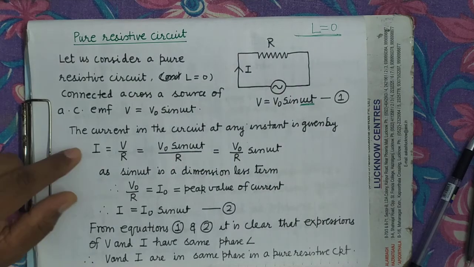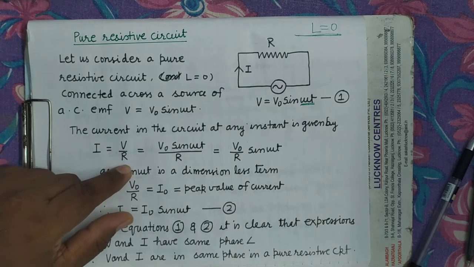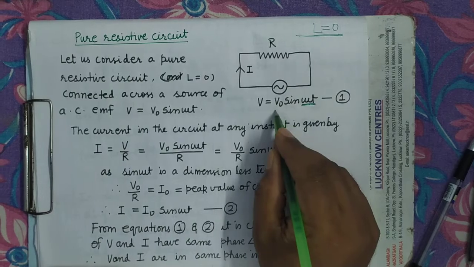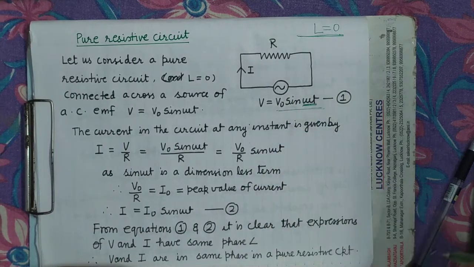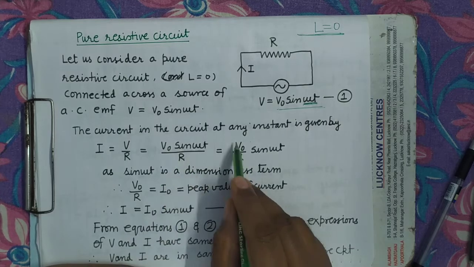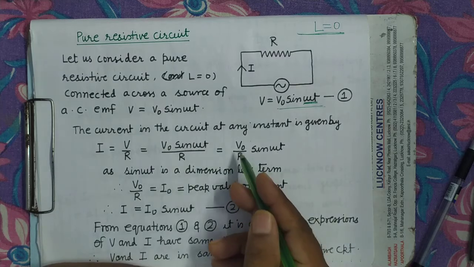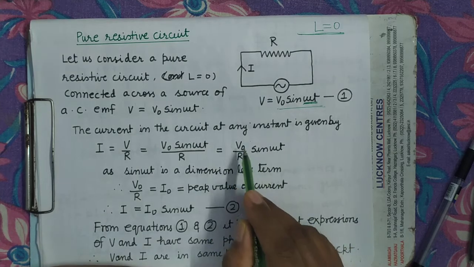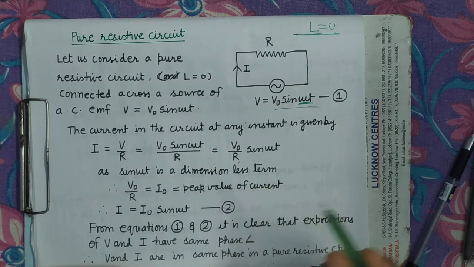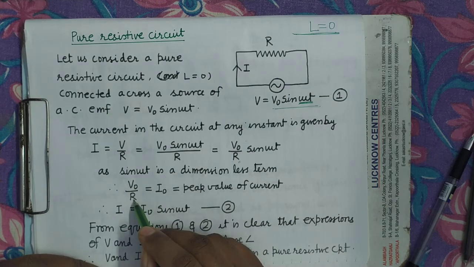What will be the magnitude of current? That you can find very easily. I equals V upon R. In place of V you can write V naught sin omega t, so I equals V naught sin omega t upon R. Now rearrange the terms: V naught upon R into sin omega t. What is V naught upon R? V naught is the voltage, R is the resistance. Voltage upon resistance means current. Therefore V naught upon R is a current.